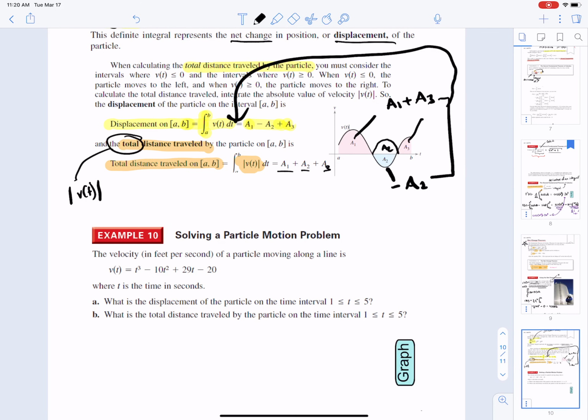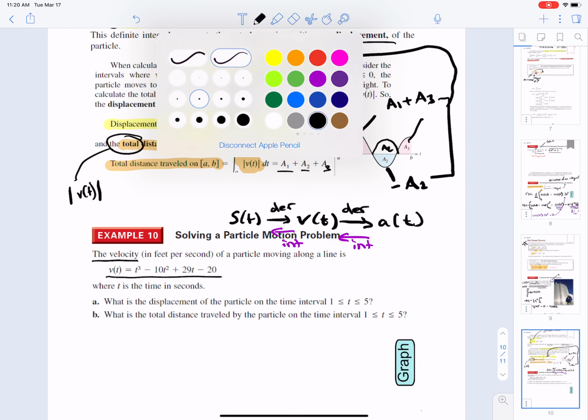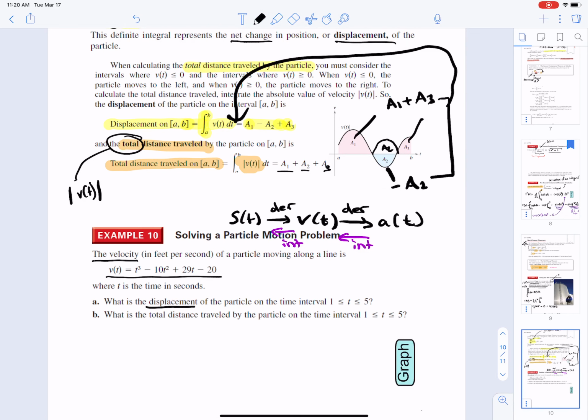Okay. Example 10, they're giving me a velocity function of a particle moving in a line. Here's my velocity. I know to go from position to velocity to acceleration, I take a derivative. We know that. So now we're learning that when we want to go in the reverse direction, we actually just integrate that function. And then if they give us a time interval, we apply the fundamental theorem of calculus and just sub in that time interval. What is the displacement? We're talking about the net change. So we're just doing an integral.